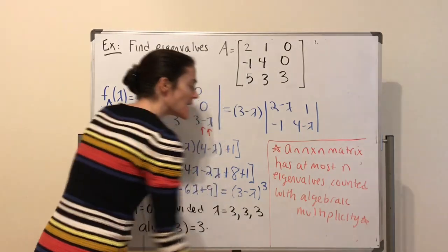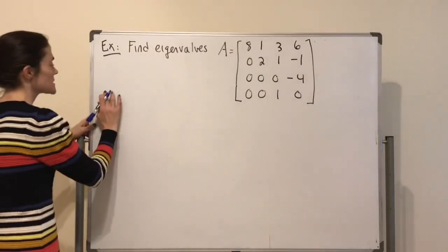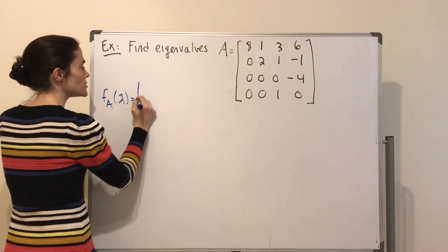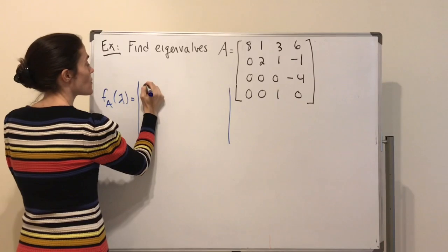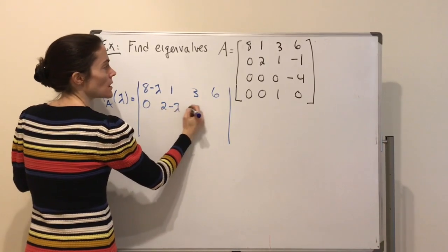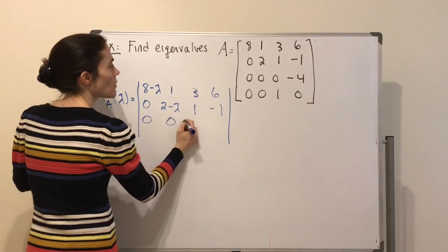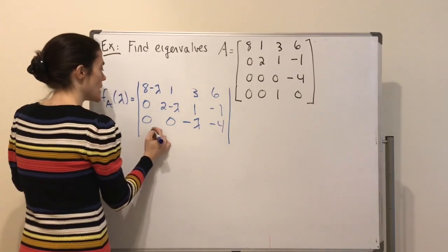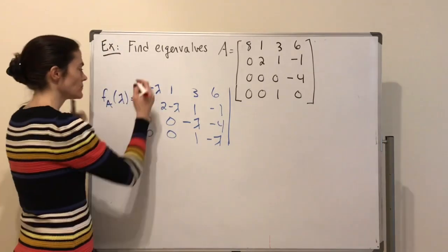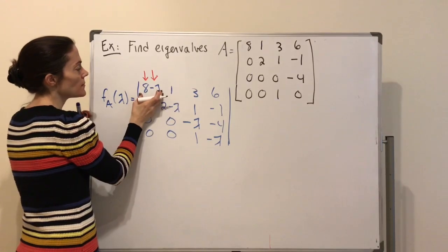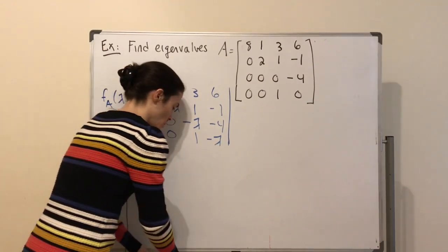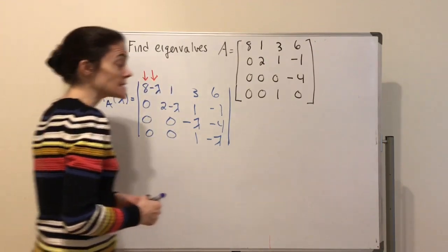Okay, now let's do a 4 by 4 example, and let's compute the eigenvalues. Well, this characteristic polynomial, which is this determinant, I'm going to need a lot of space for a 4 by 4. We have 8 minus lambda, 1, 3, 6. We have 0, 2 minus lambda, 1 minus 1, 0, 0, minus lambda, minus 4, and 0, 0, 1, minus lambda. Oh, but again, look. This column is going to be the one I want to use first because I have only one non-zero entry. We always want to make these calculations as simple on ourselves as possible.